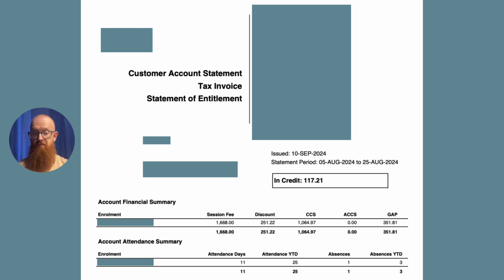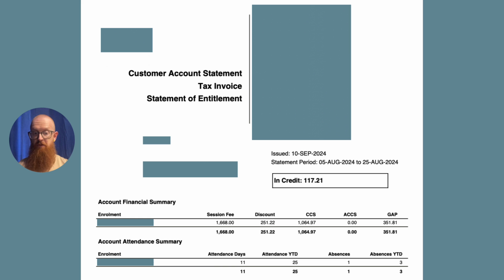At the top of your statement, you will see summary information. For this statement, we have only one child enrolled in a kindergarten program who is receiving the government's 2024 Free Kindy Scheme. Now let's break it down into a bit more detail.